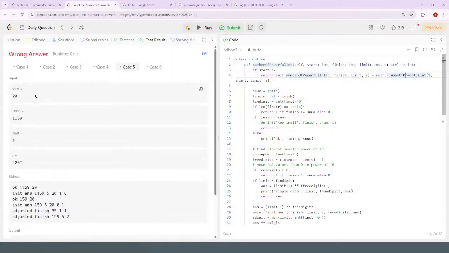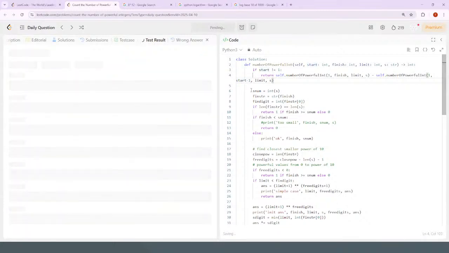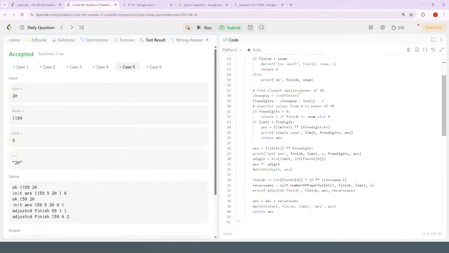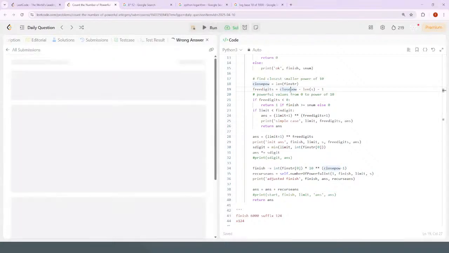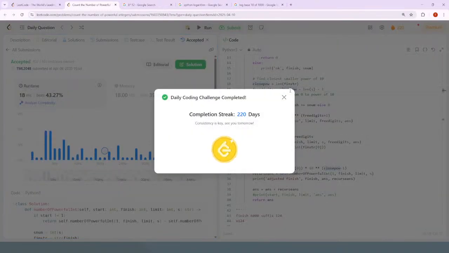Start being 20. Oh my god, is that an off by 1 that I had to consider, which I didn't consider? I think it should be start minus 1. So it's inclusive. Oh my god.